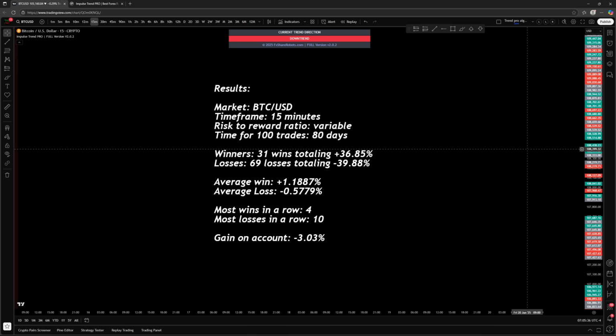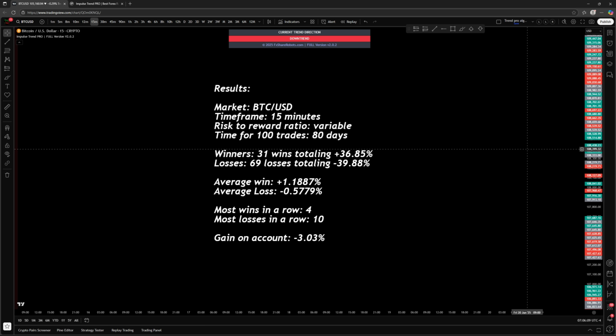Took 80 days for the 100 trades that I back tested, and out of those we had 31 winning trades totaling 36.85% gain, and then 69 losses totaling 39.88% in losses. So this strategy actually lost money a little bit, minus 3.03%, and that's without fees. So this is not profitable based on this specific sample of testing.